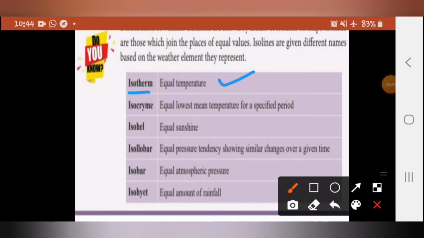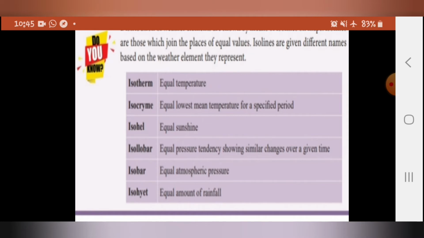The second one is isochrone, that is equal lowest mean temperature for a specified period. Next is isohel, equal sunshine. Isallobar, equal pressure tendency showing similar changes over a given time. Next one is isobar, equal atmospheric pressure, and the last one is isohyet, equal amount of rainfall.